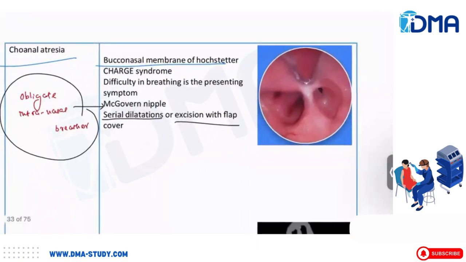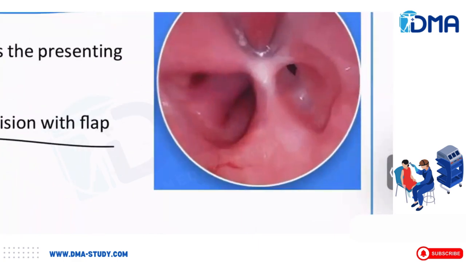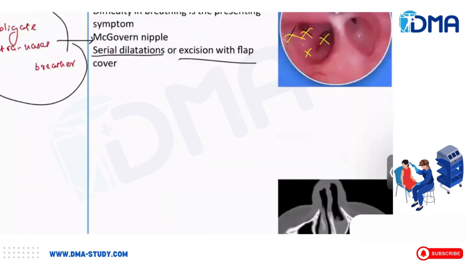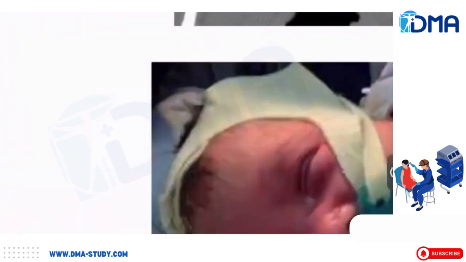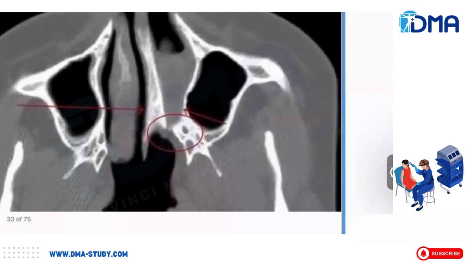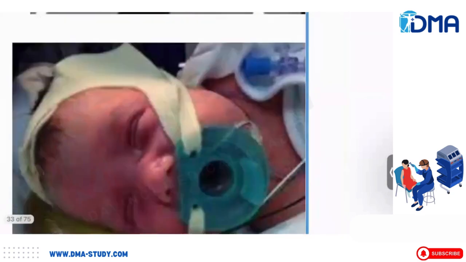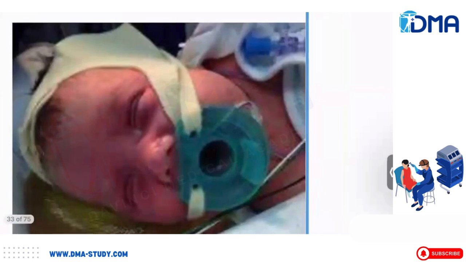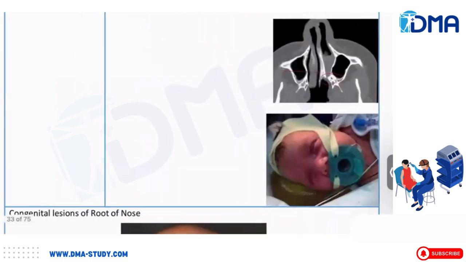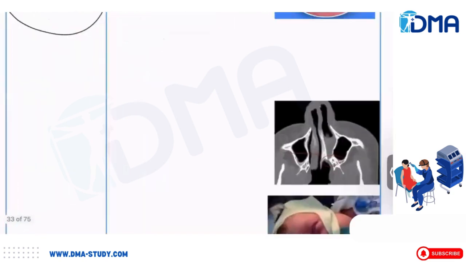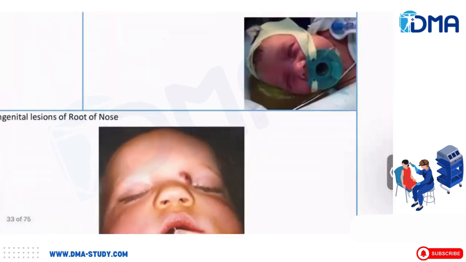This is the endoscopic picture of choanal atresia. The posterior end has been deformed like this. Clear? This is a CT facial bone axial cut. Can you see the posterior end having an atretic portion? This is choanal atresia. Right, and this is the oral airway inserted into the mouth of the child for choanal atresia.